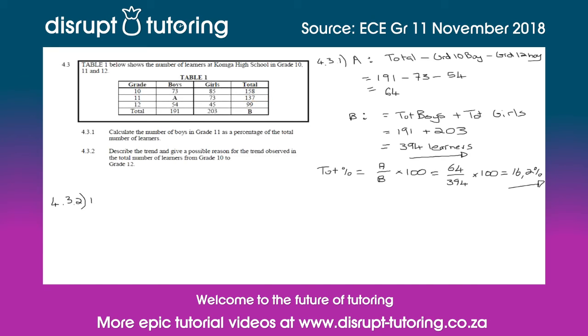So from grade 10 to 12, the number of learners decreases. So that's the trend.